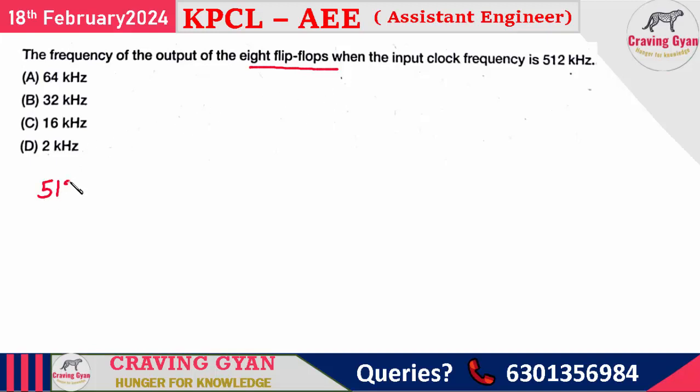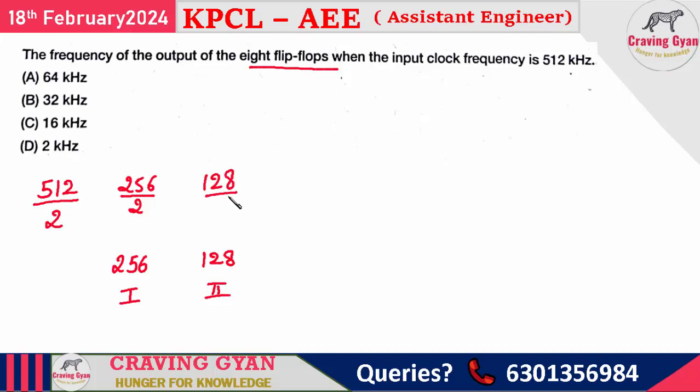The input frequency is 512 kilo. In the first stage, the clock frequency will be reduced to 256 kilo. In the next stage, 256 kilo is used, and the output is 128 kilo. So it is a divided by 2 circuit. Then in the next stage, 128 divided by 2 is 64 kilo, the output of the third stage. The output of the fourth stage is 32 kilohertz. Next, the output of the fifth stage is 16 kilohertz.